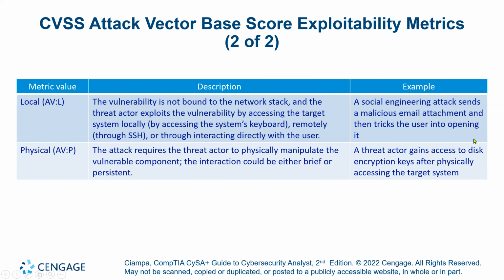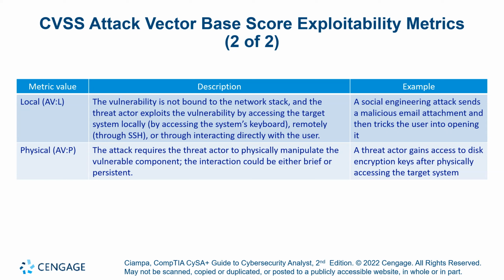Local: the vulnerability is not bound to the network stack, and the threat actor exploits the vulnerability by accessing the target system locally, by accessing the system's keyboard, remotely through SSH, or through interacting directly with the user. So a social engineering attack that sends a malicious email attachment and then tricks the user into opening it, that is local. And then lastly, physical.